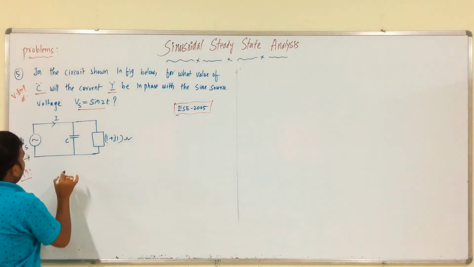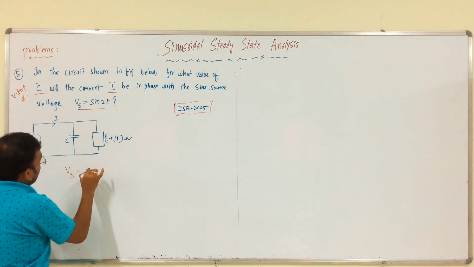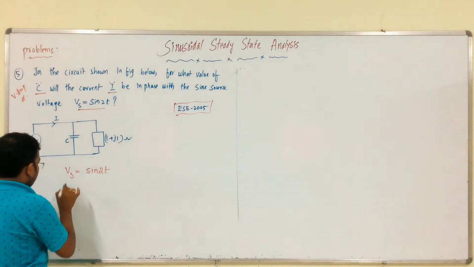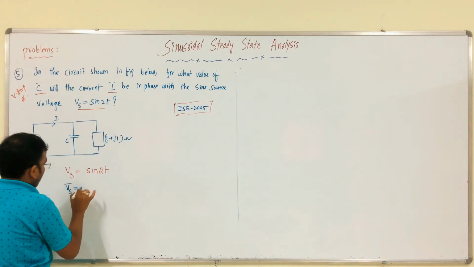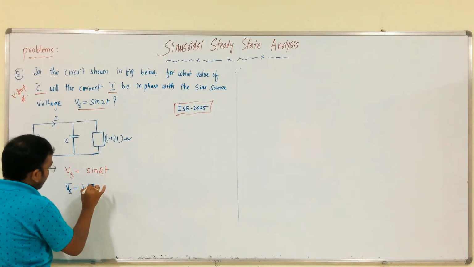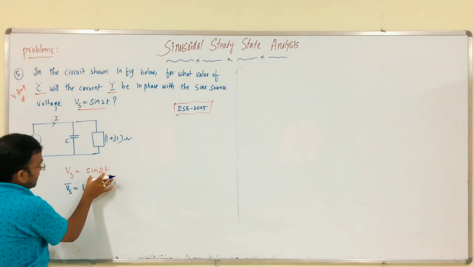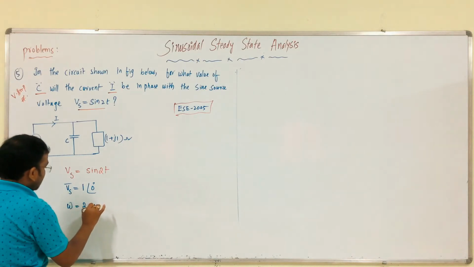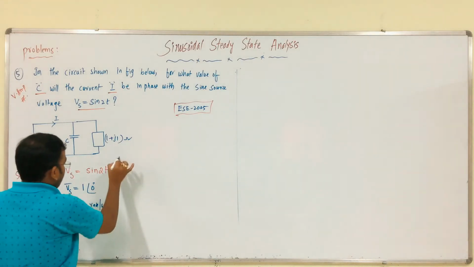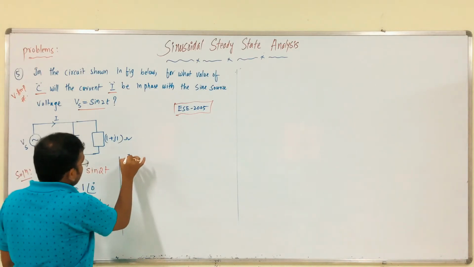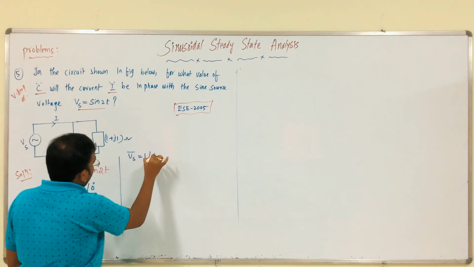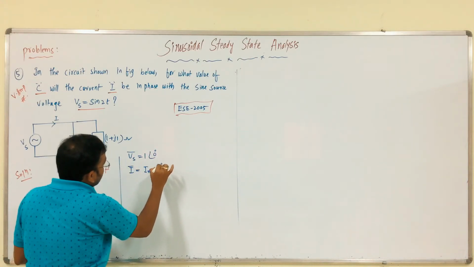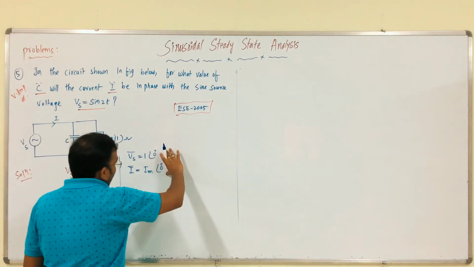See, given Vs is equal to sin 2t, right. That is, Vs is equal to, what is the magnitude? Only 1, right, at an angle of 0 degrees. We have the basic sine wave representation, so omega is 2 radians per second, clear. That means Vs is equal to 1 at an angle 0. Therefore, the current should be Im at an angle 0. This is what we have to calculate.